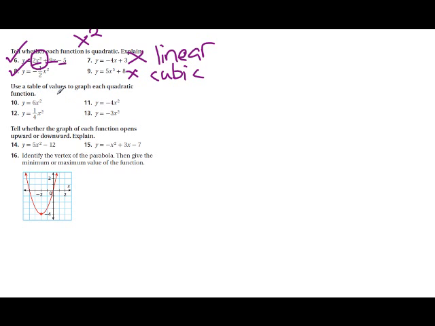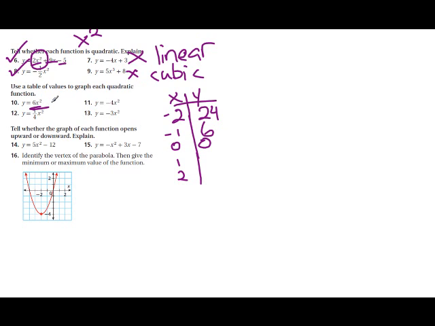Alright, use table of values to graph each quadratic function. So table of values is just something that looks like x and y. Pick a couple values for x, -2, -1, 0, 1, 2. And then we just substitute our x values into our function and we work it out. So -2 squared is 4 times 6 is 24. Let's see, -1 squared is 1 times 6 is 6. 0, there's no c, so that's just 0.